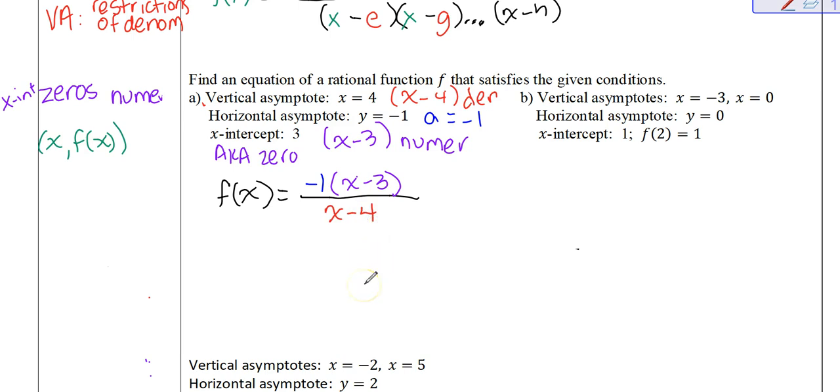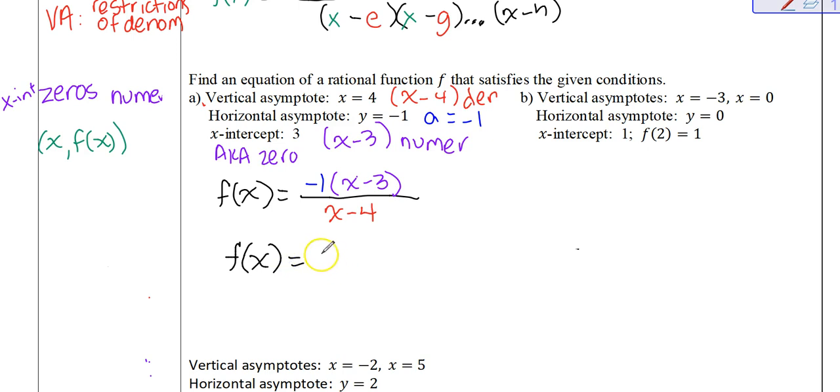And then we're going to see if that satisfies conditions. Is the degree of my numerator the same as the degree of my denominator? Yes. So we're going to finish this problem out. We have it in factored form, but that's not the equation I'm looking for. I'm looking for it in its original form. So let's simplify it.